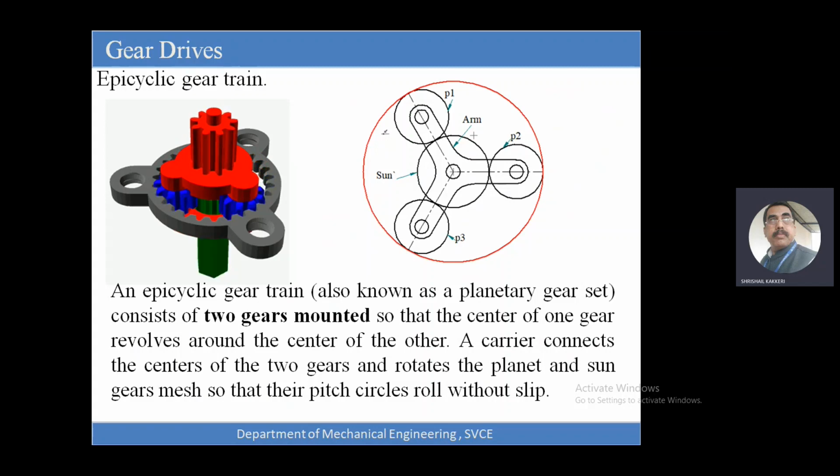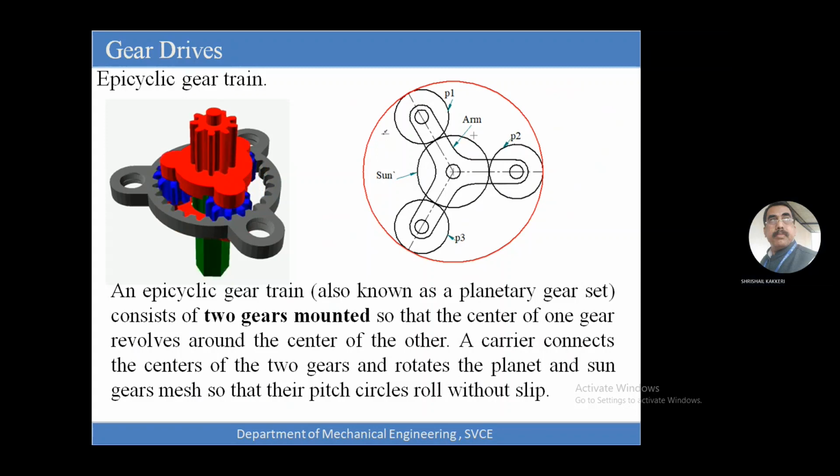This may be required for some other mechanisms. Okay, one thing, please look into this. The sun gear will be stationary. The outer gear, which has the internal teeth, will be stationary, and only the planetary gears will be rotating, which will be fixed on the arm. This is how this particular gear arrangement is called the epicyclic gear train system.